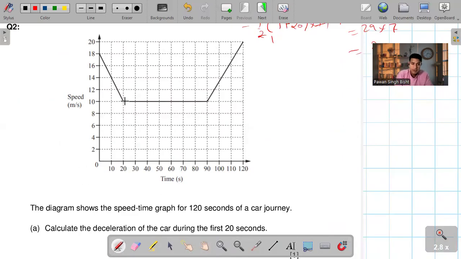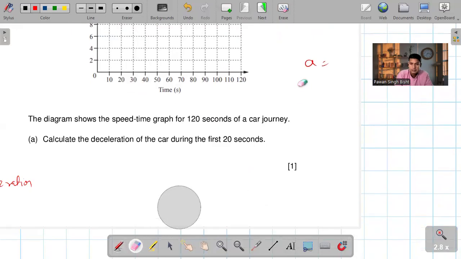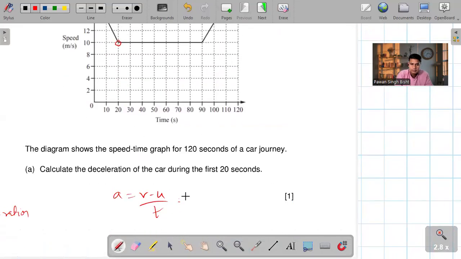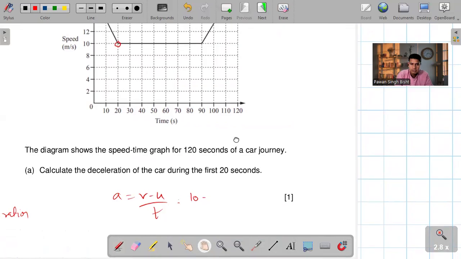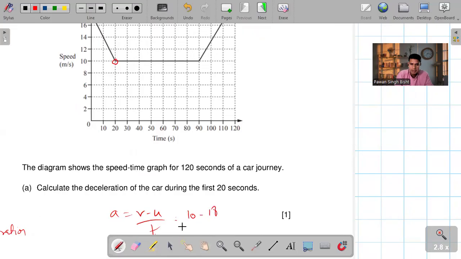So, as you can see here, the final velocity is 10 and the initial velocity is 18. And how much is the time? 20. So, acceleration is v minus u upon t, where v is the final velocity. So the final velocity is 10 minus the initial velocity, which is 18. Right, so 10 minus 18 upon how much is the time? 20. So negative 8 over 20.